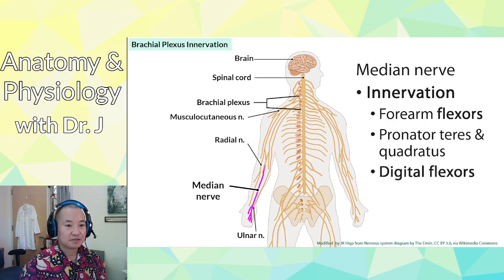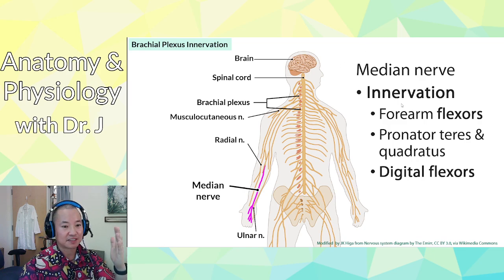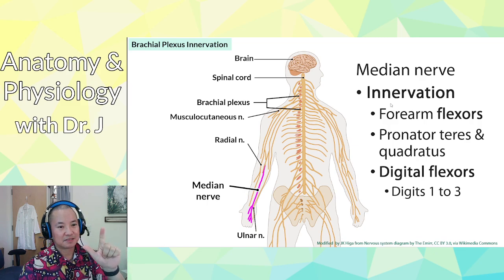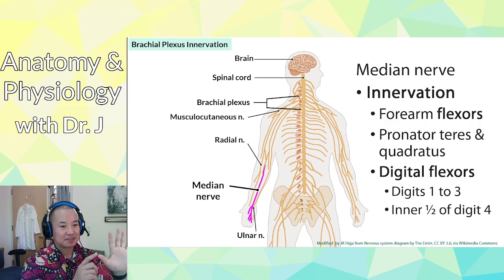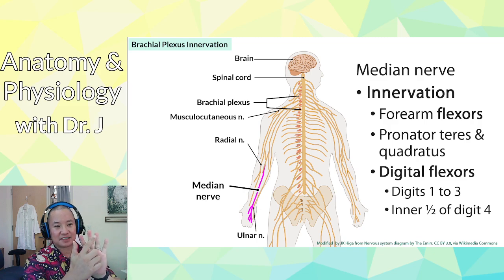And then digital flexors. So it innervates multiple muscles involved in flexing your digits like this, but more specifically digits 1 through 3. So again, 1, 2, and 3, flexion of those, and also the inner half of digit 4. So it's like 1, 2, 3, 4, but only half of this part.